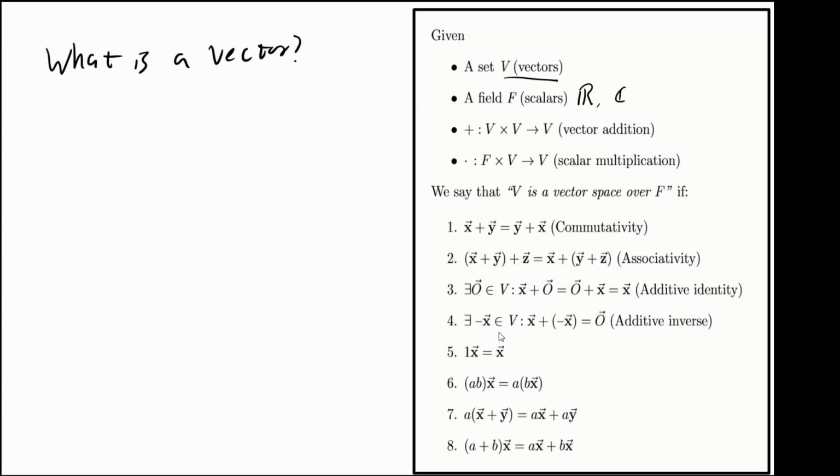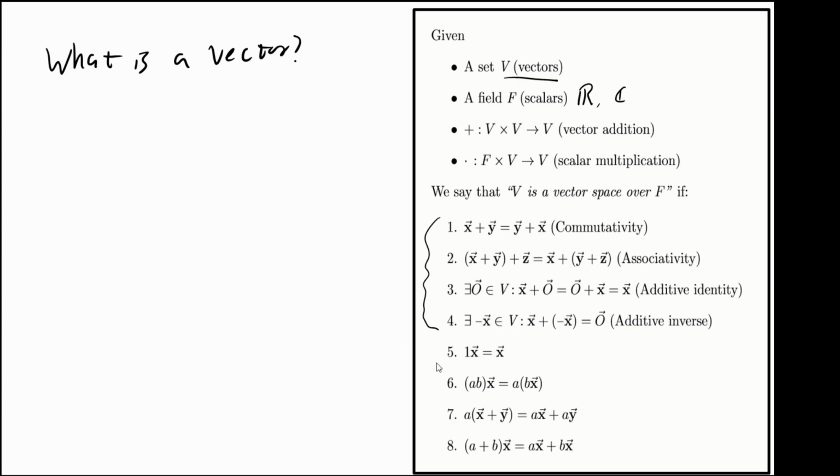Then I need to have that the negative of a vector is in V as well. And the negative of a vector is defined by being the special thing that when I add it to x, I get the 0 vector. So if I take x and I add the negative of x, it gives me the 0 vector. So these 4 properties right here are all special because together they tell us that a vector space is what in abstract algebra is called an abelian group.